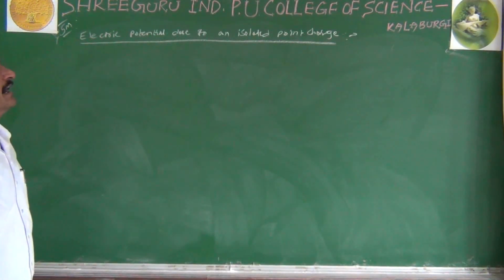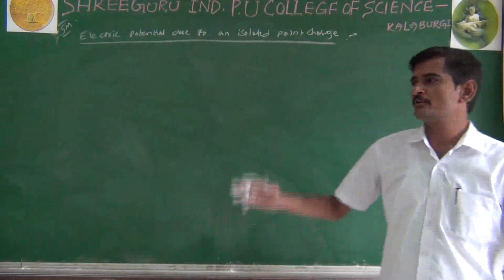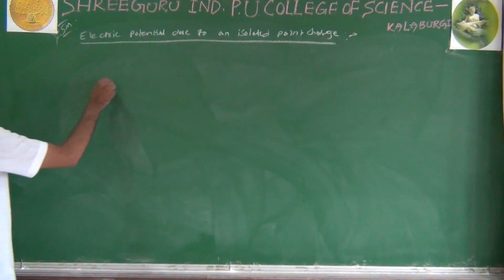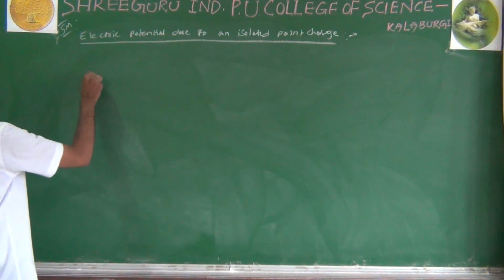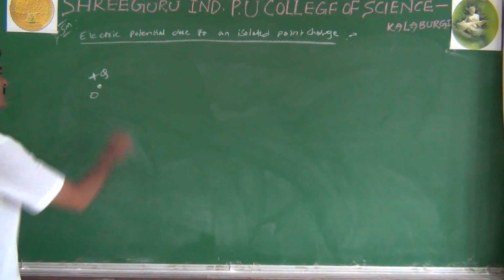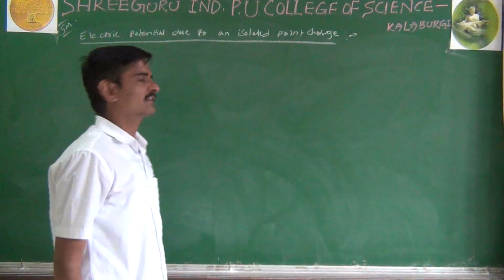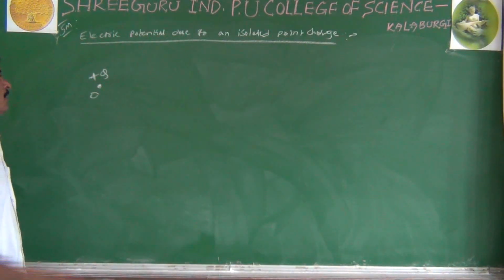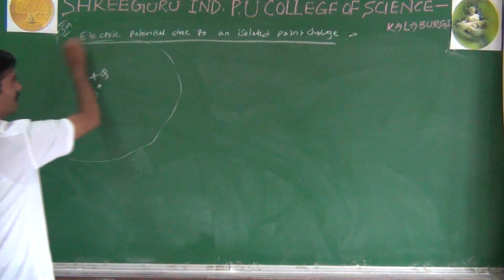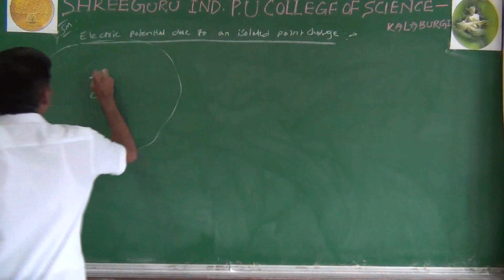They will ask the question like this: derive an expression for electric potential due to a point charge. So now let us consider a point charge plus Q placed at the origin O. This is the source charge at the point O. This source charge will give an electric field all around, which we studied in the first chapter.